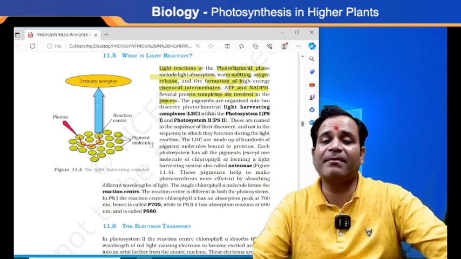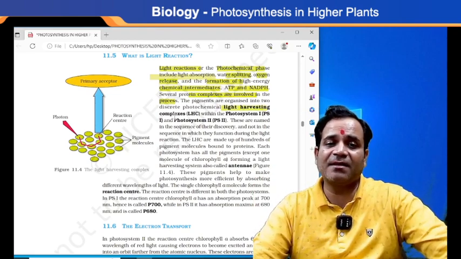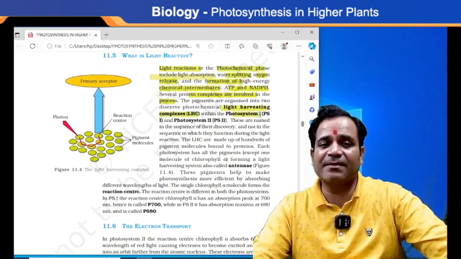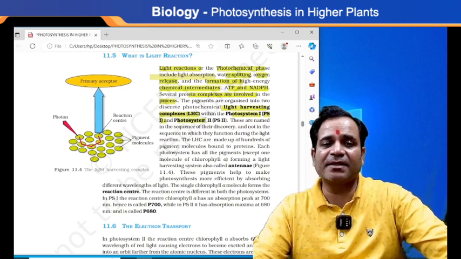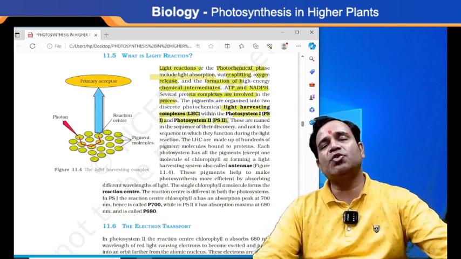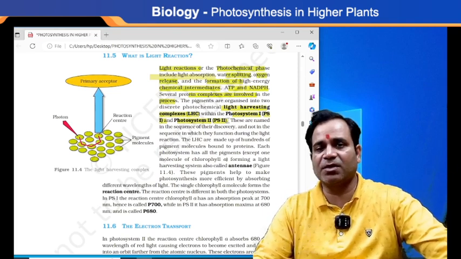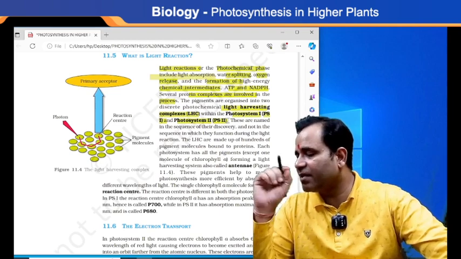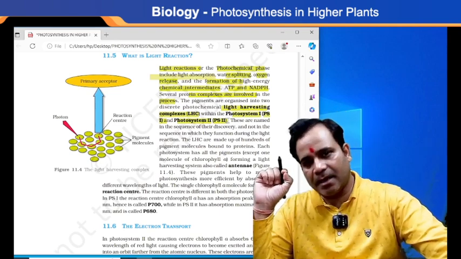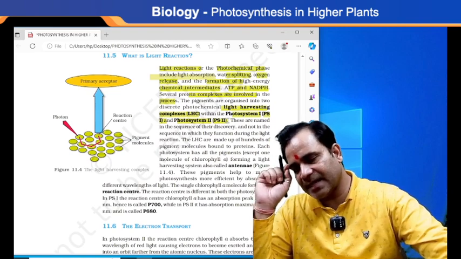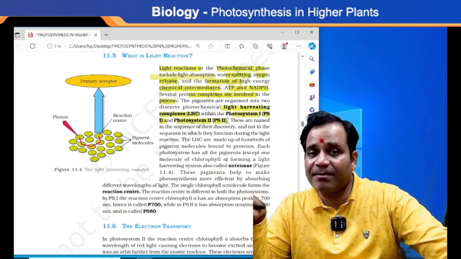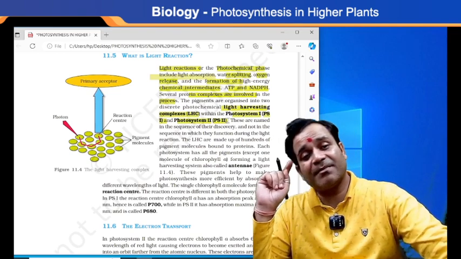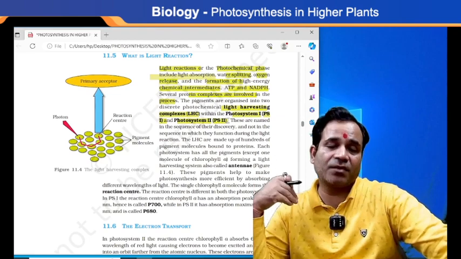Mainly there is one, the light harvesting complex, LHC, and the second is the photosystem, PS, first, and photosystem second, my dear. So there are two photosystems: photosystem one and photosystem two. The pigments are organized into discrete photochemical reactions with the help of the light harvesting complex, which is present within the photosystem. Photosystem means the system, the path where photosynthesis will take place.